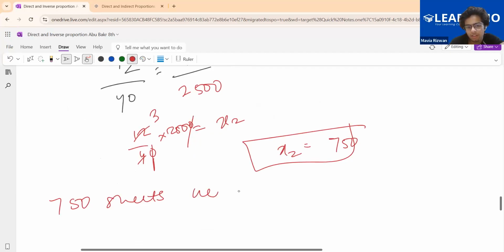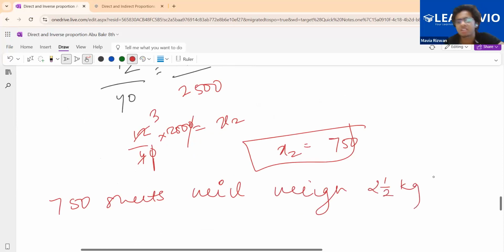So 750 sheets will weigh 2.5 kgs or 2500 grams. Is this clear, Abubakar, how to do this? Yes. Clear? Okay, note this down, please.